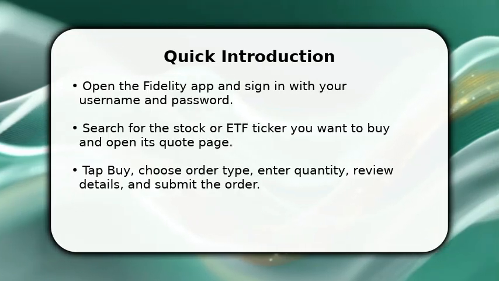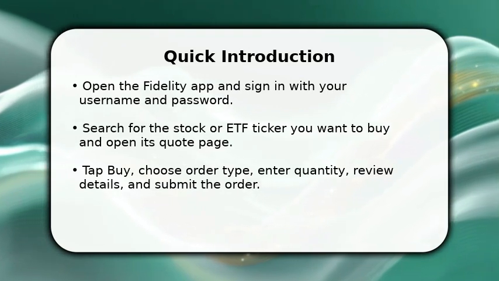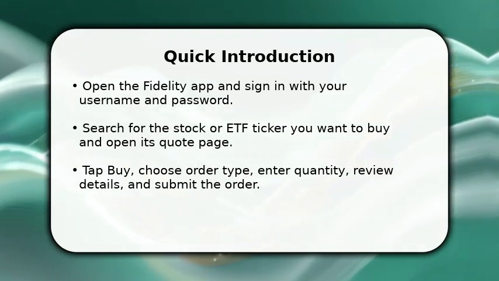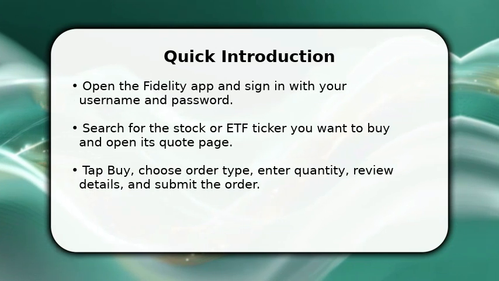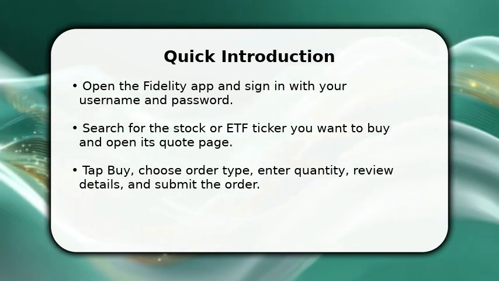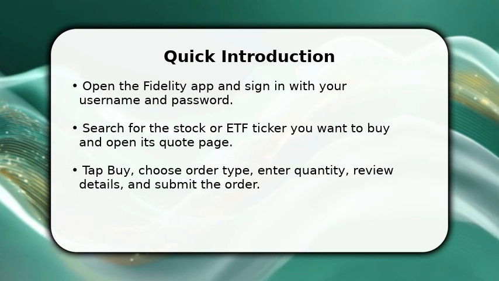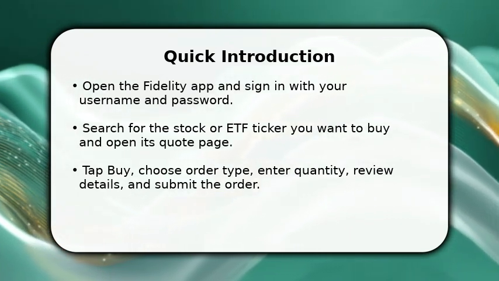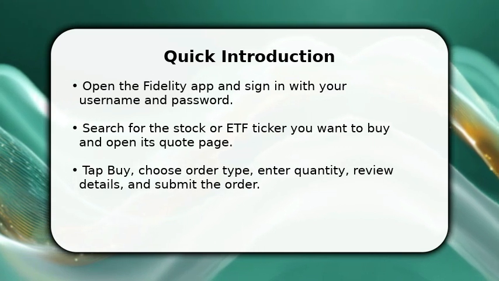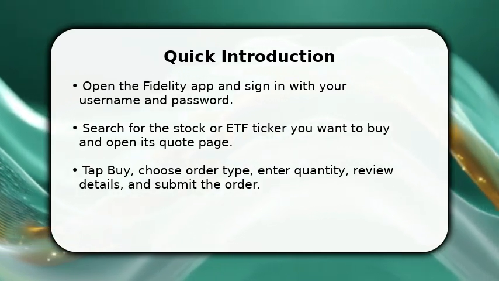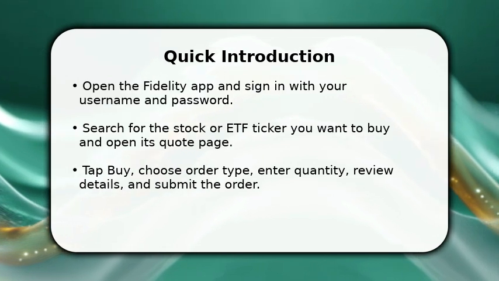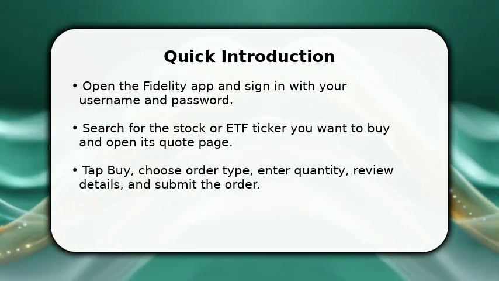In this video, I will explain how to buy on the Fidelity app, full guide. Open the Fidelity app, sign in, and tap the search icon to find the stock or ETF you want to purchase. From the quote page, tap Buy, select Market or Limit Order, enter the number of shares, and choose the funding account. Double-check price, fees, and estimated total before swiping to submit the order.